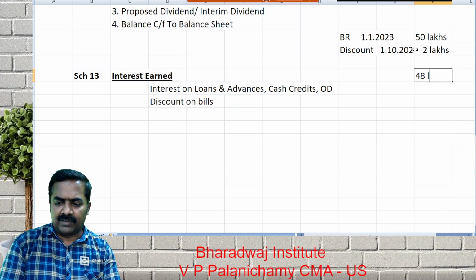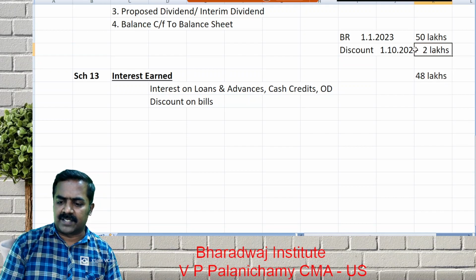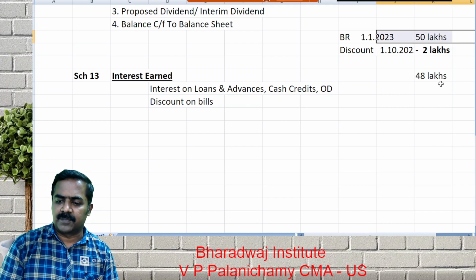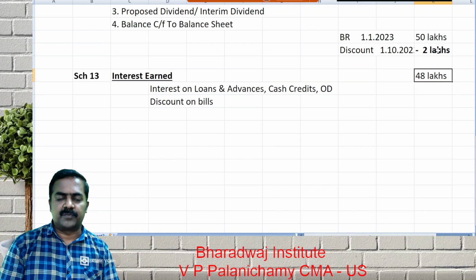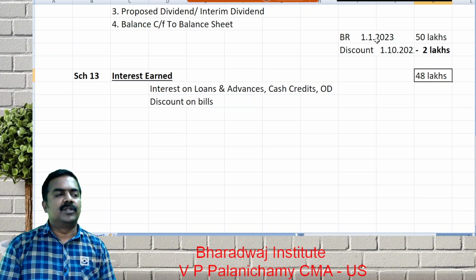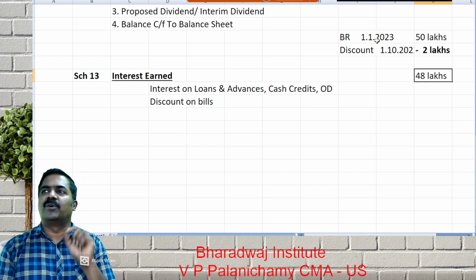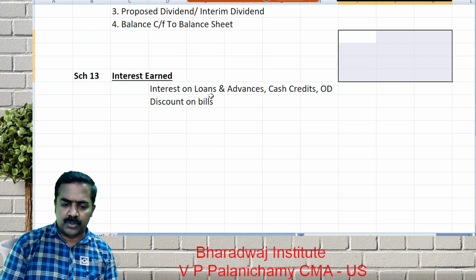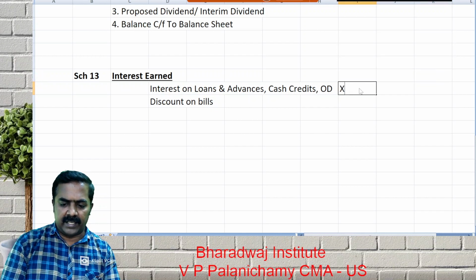Now, what about the 2 lakhs? For the customer side, it is an expense. Clear? What is the bill's value? 50 lakhs. But you get only 48 lakhs. For the customer end, it is an expense. For the banker end, it is an income. Though it is called a discount, it is a kind of loan given. So discount on bills will also be taken as a schedule 13 item.